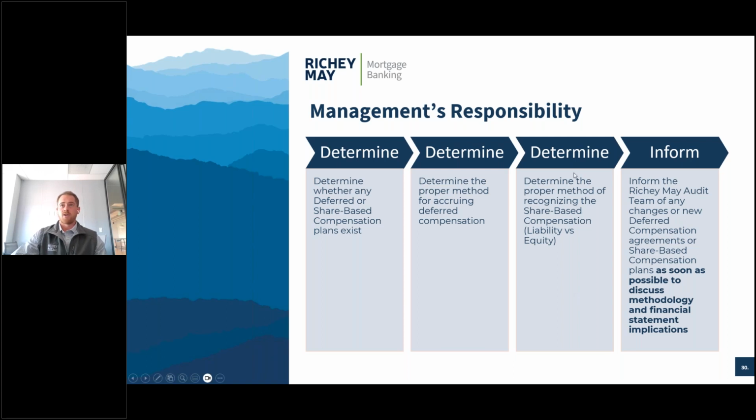The next responsibility for management is to determine the proper method for recognizing this share-based compensation, which we just talked about. And then lastly, inform Richey May of any changes or any new compensation plans as soon as possible, and that way we can get ahead of any financial statement disclosures, implications, and calculations before audit fieldwork begins.